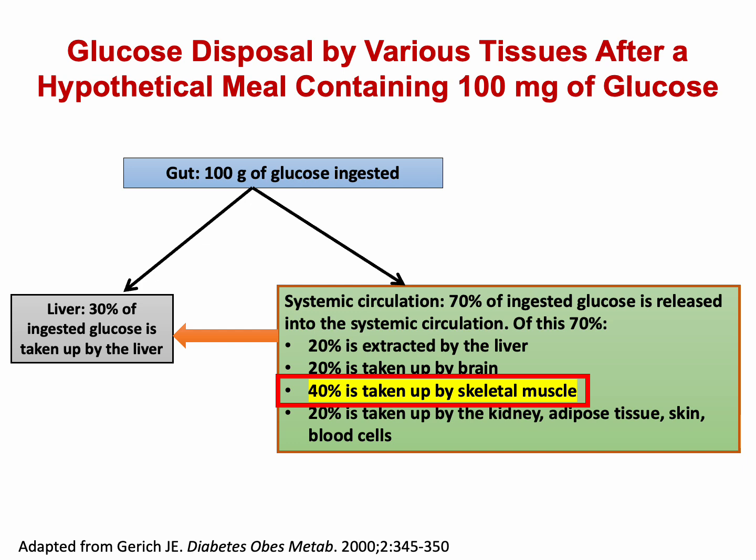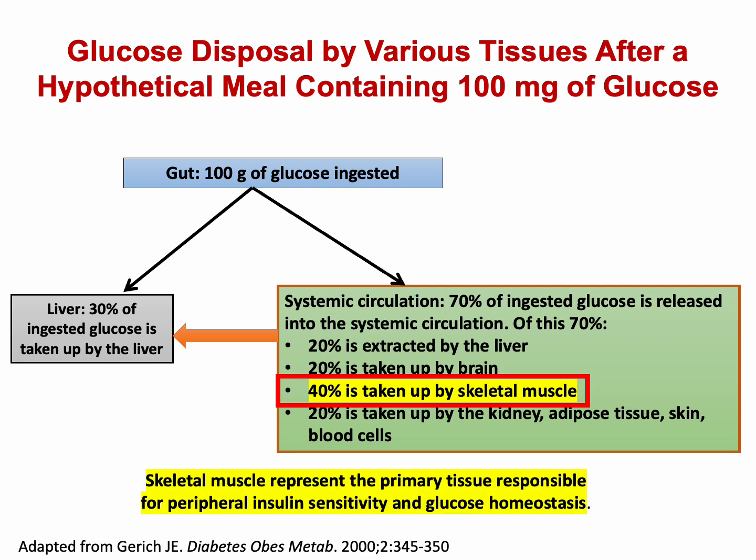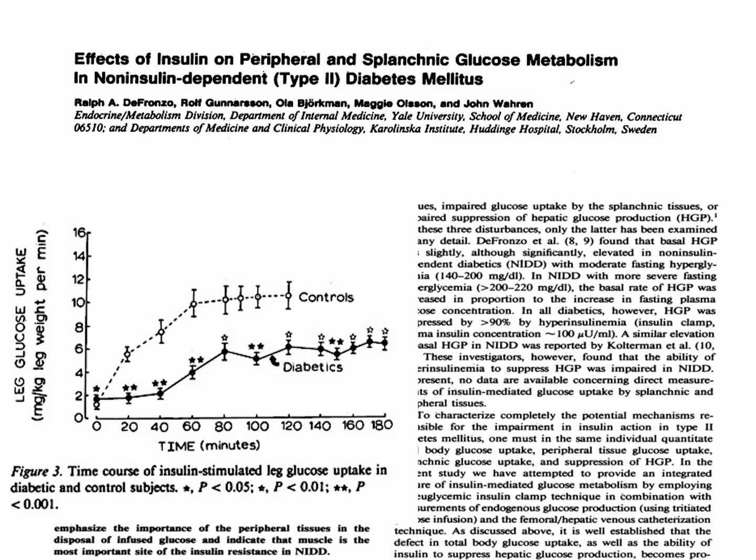Let's delve into the metabolic role of skeletal muscle. A research done by Jurek et al. demonstrated that 70% of glucose enters the circulation postprandially, with 40% of this glucose being absorbed by skeletal muscle. This study highlights that the majority of the glucose is taken by the muscle following a meal. Therefore, skeletal muscle represents the primary tissue responsible for peripheral insulin sensitivity as well as glucose homeostasis.